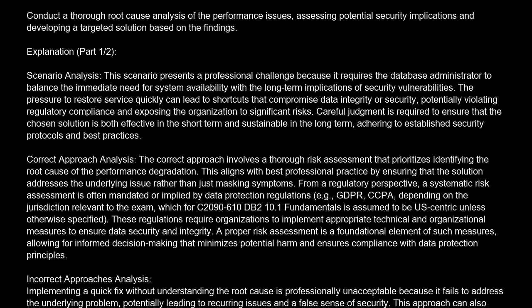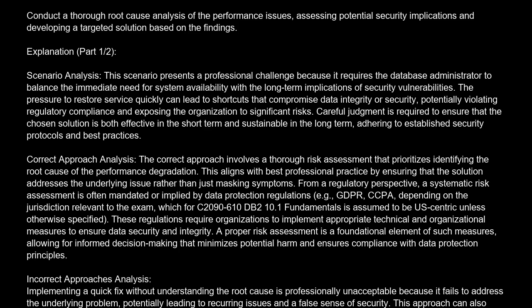The correct answer is A. Conduct a thorough root cause analysis of the performance issues, assessing potential security implications, and developing a targeted solution based on the findings. Explanation. Scenario analysis. This scenario presents a professional challenge because it requires the database administrator to balance the immediate need for system availability with the long-term implications of security vulnerabilities.